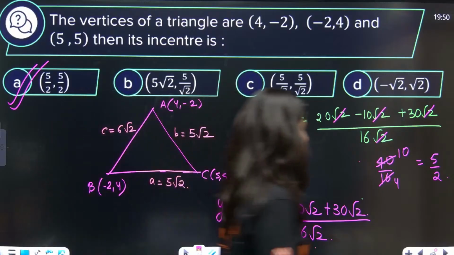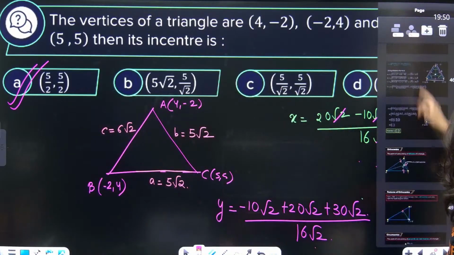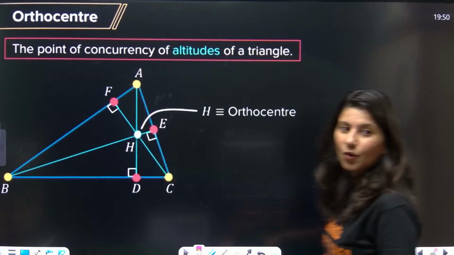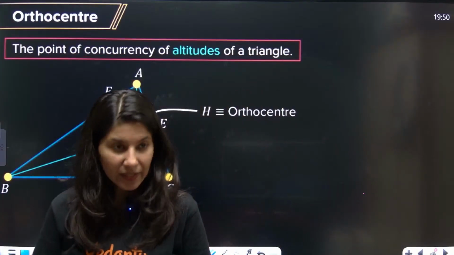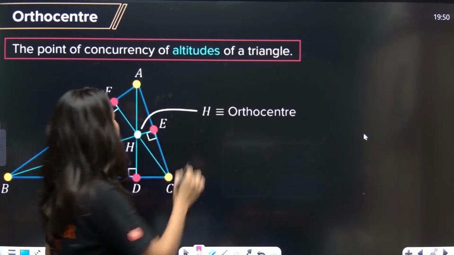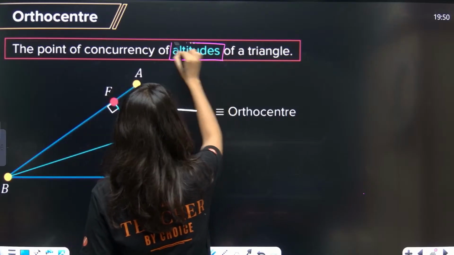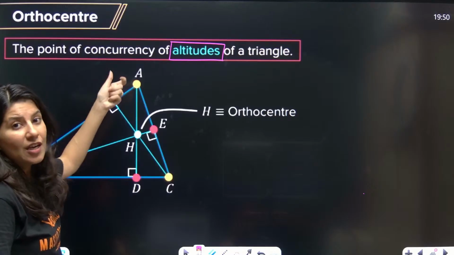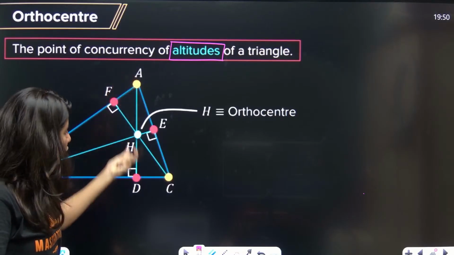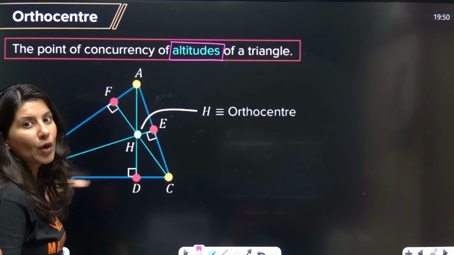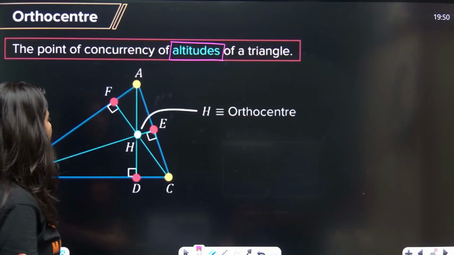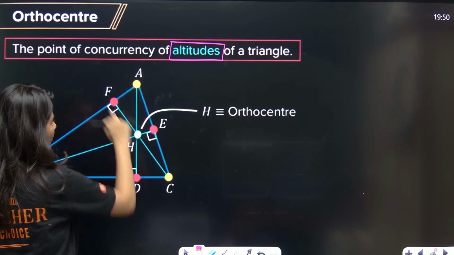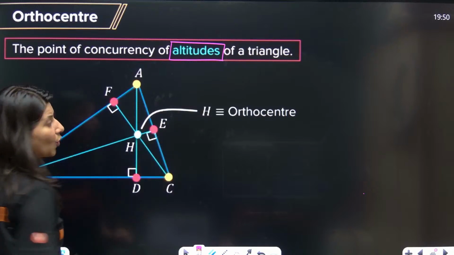Okay, incenter, crystal clear. Now you have orthocenter on your plate. Orthocenter, everybody. What is orthocenter? Orthocenter is the point of concurrency of all the altitudes. What is altitude? Altitude is nothing but from the vertex you drop a perpendicular on the opposite side. So altitude, altitude, altitude. This is nothing but the orthocenter.